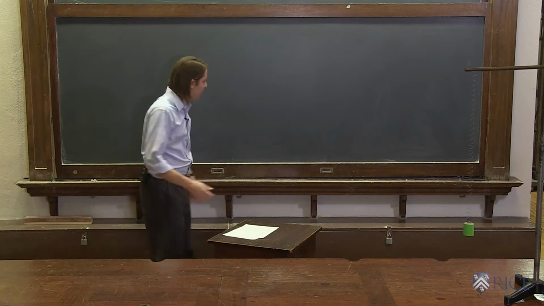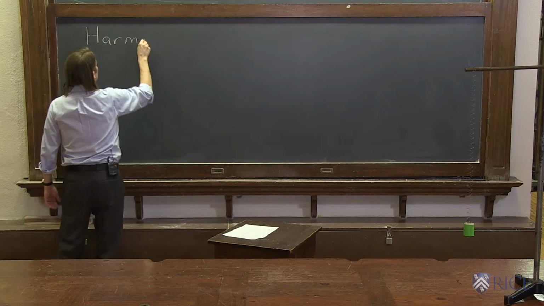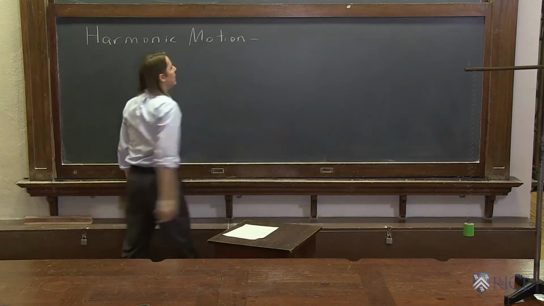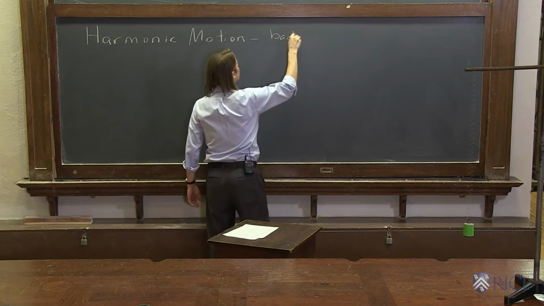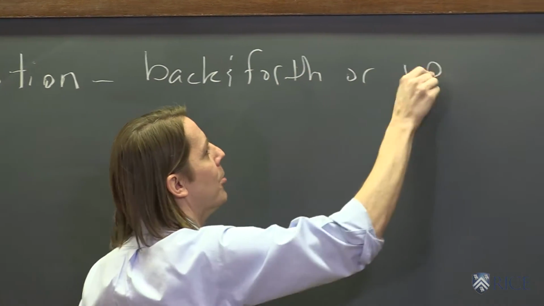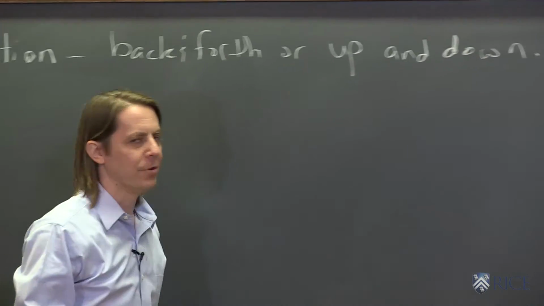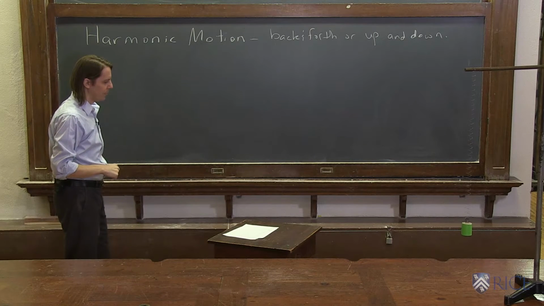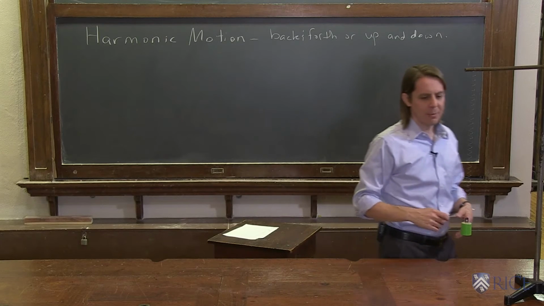So this week we're going to talk about harmonic motion. And if I had to give you a street definition of harmonic motion, I would say it is back and forth or up and down. The way it is different from a trajectory is it returns to its original position and does it over and over again. We're going to talk about harmonic motion with a mass on a spring.